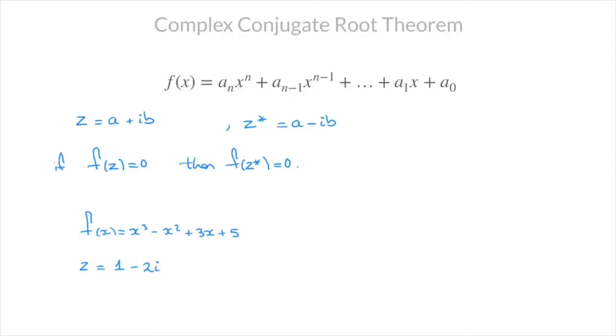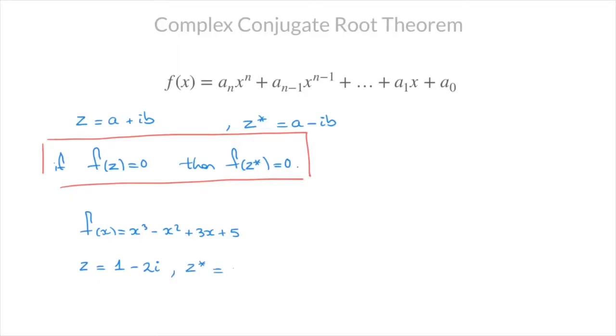Now, thanks to the theorem we've just seen, the complex conjugate root theorem, we can go ahead and state, without even thinking, that because this complex number is a root of this polynomial function, its complex conjugate, which I'll call z star, and equals 1 plus 2i, must also be a root of this polynomial function. And you can go ahead and check and plug in either z or z star into this polynomial function, and you'll see that it will equal 0.